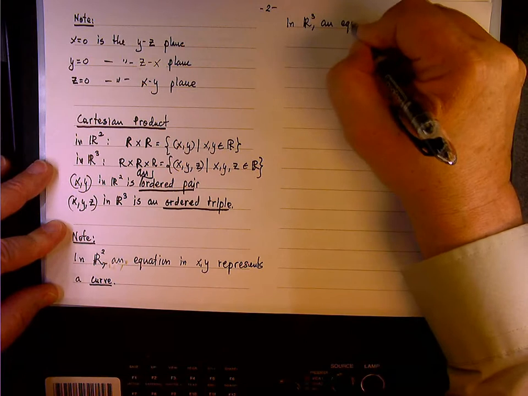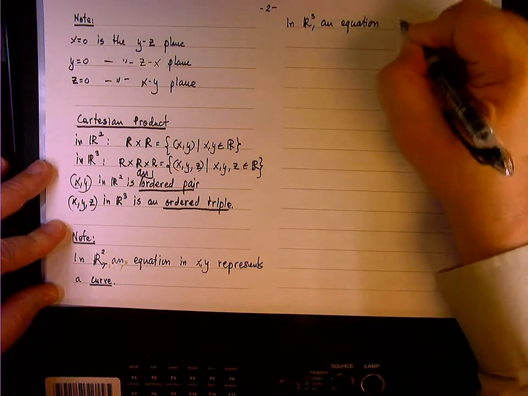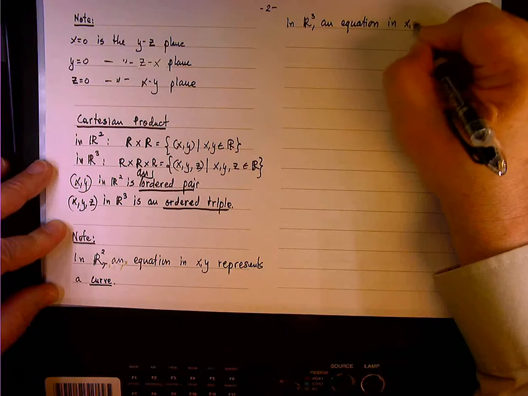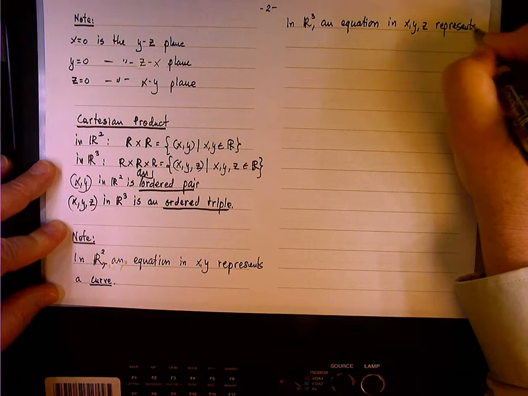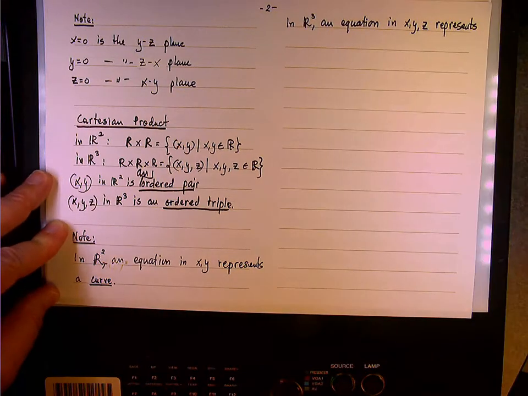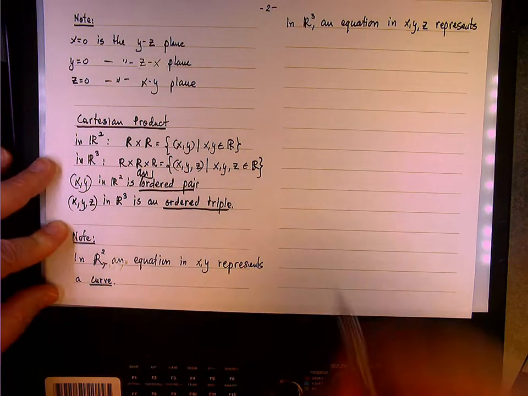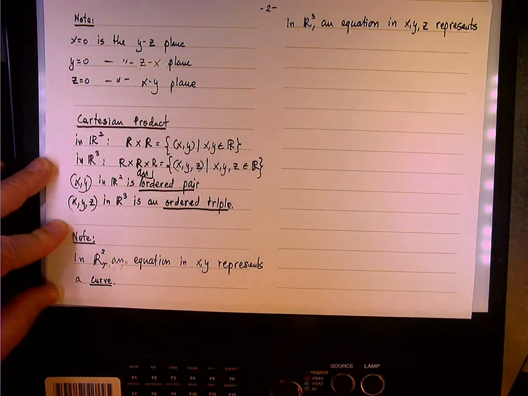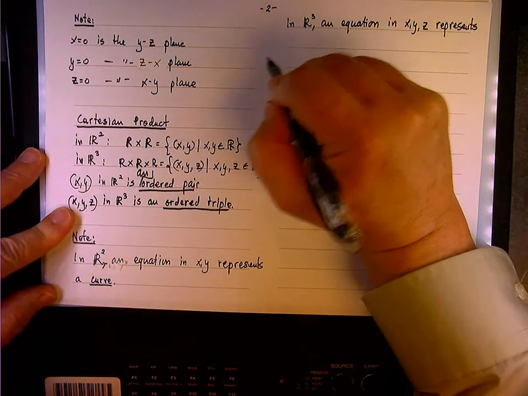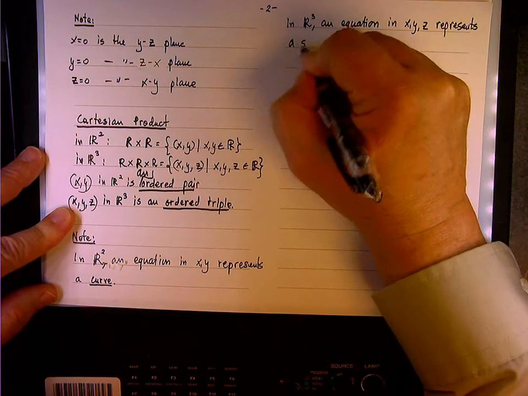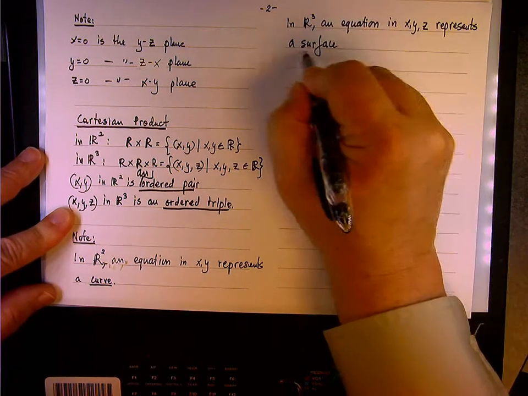In R3, an equation in xyz represents, what will it represent, guys? A surface, right. A plane is a particular case, is a special case, is a surface that has one fixed value. Either x is fixed, or y is fixed, or z is fixed. And if x is fixed, then y, z will be variable, and so on. But a surface in general.